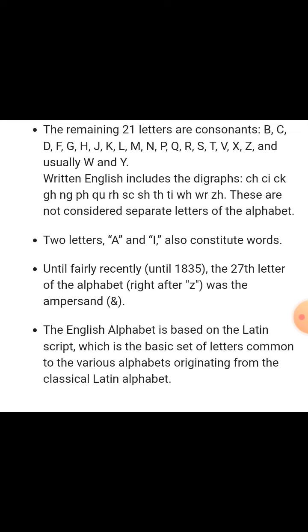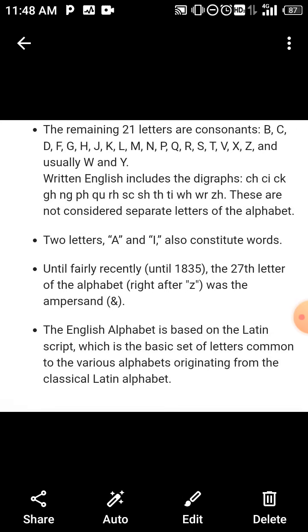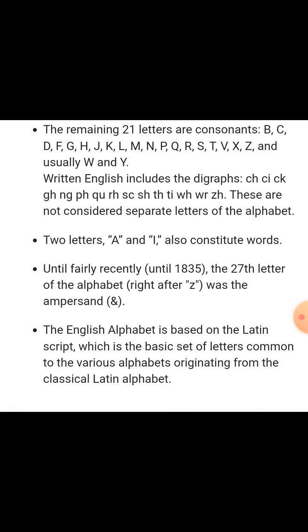the 27th letter of the alphabet, right after Z, was the ampersand. Until 1835, the 27th letter of the alphabet right after Z was the ampersand. Ampersand means the symbol for and.